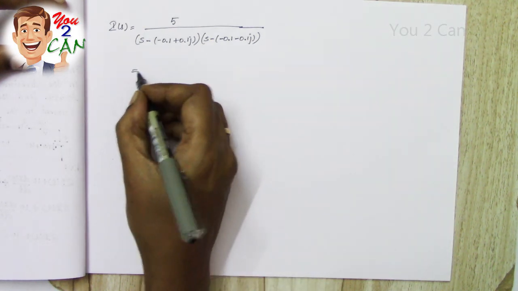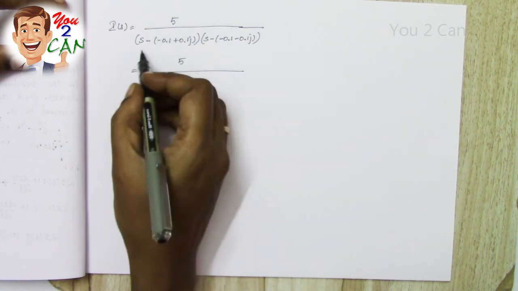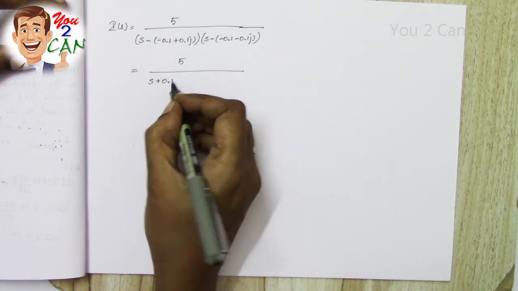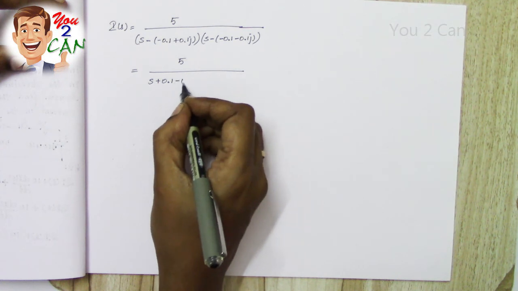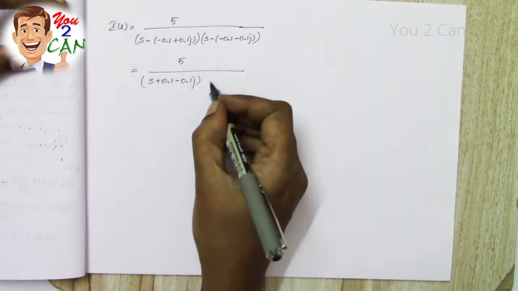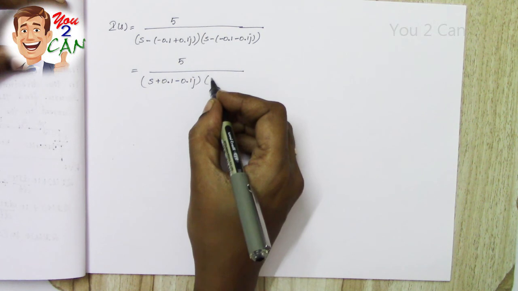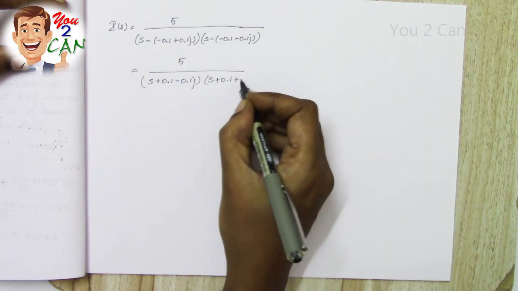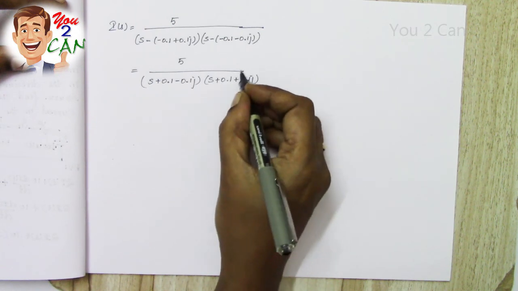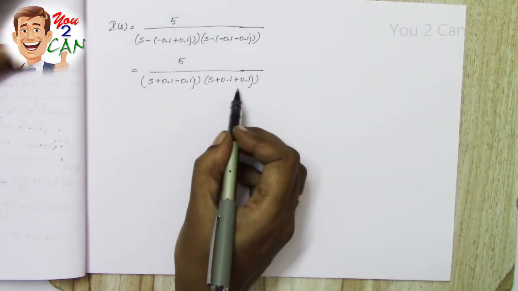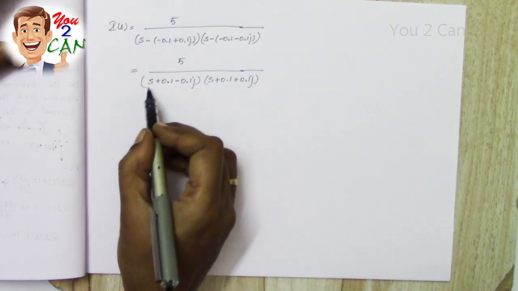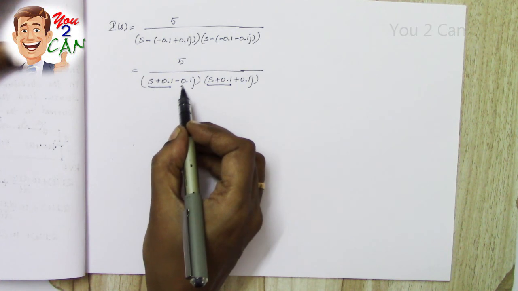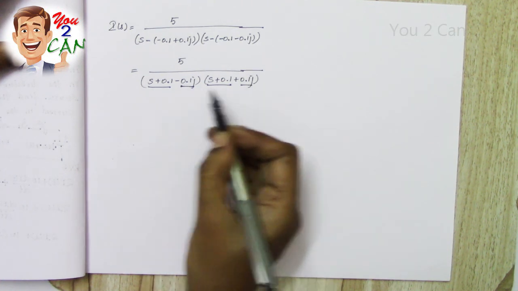Okay. Now expand this. S minus into minus will get plus 0.1. Minus into plus will get minus 0.1j. Here also s minus into minus, s plus 0.1. Minus into minus, you will get plus 0.1j. Now see these two denominator terms. Here s plus 0.1, here also s plus 0.1. Minus 0.1j, here plus 0.1j.